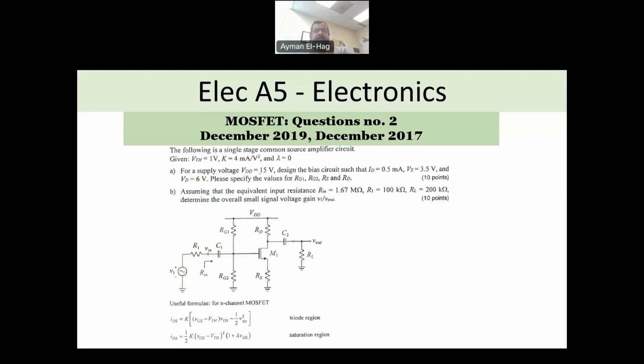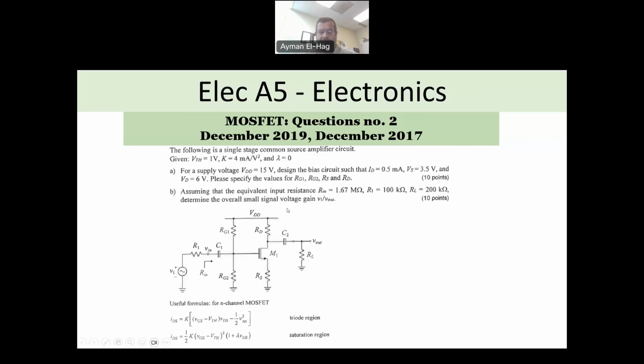So this question is a second MOSFET question, but this is different than the previous one, which was about DC bias. This is about DC bias as well as AC analysis. Before we go through the question, let's have some background to understand how to deal with such questions.